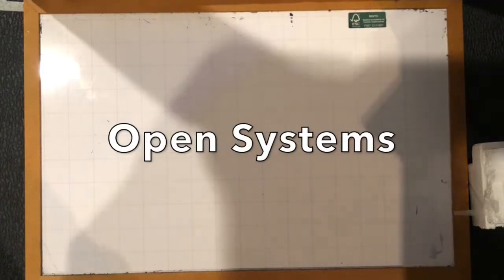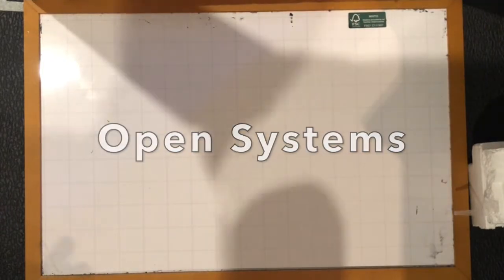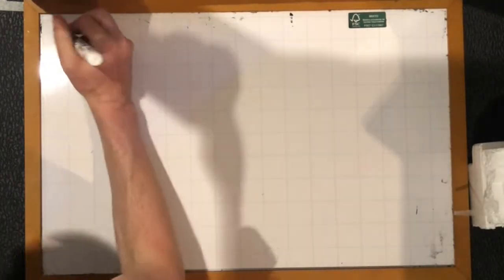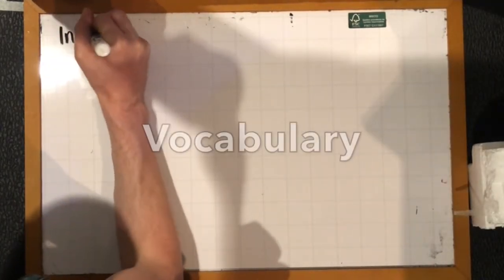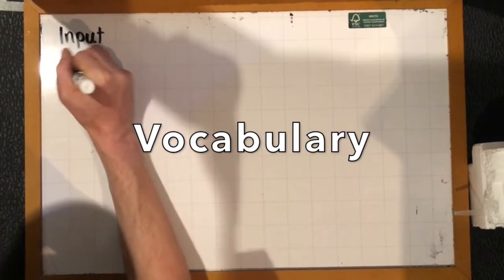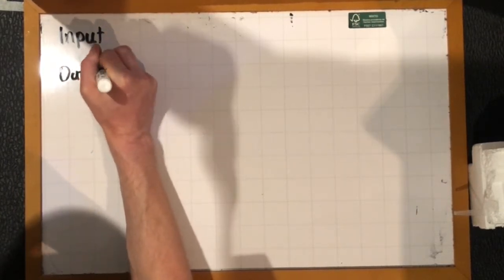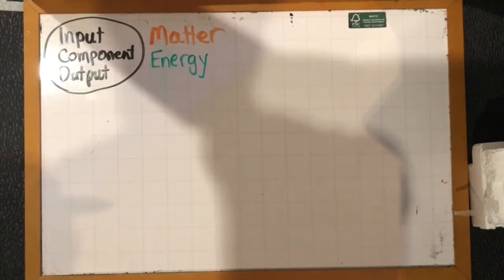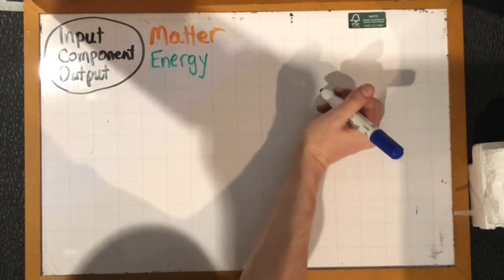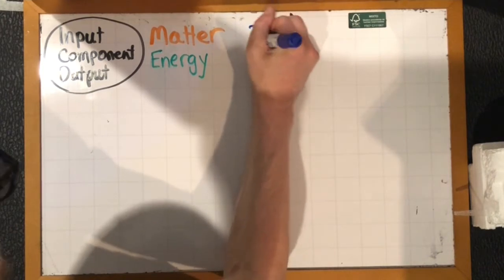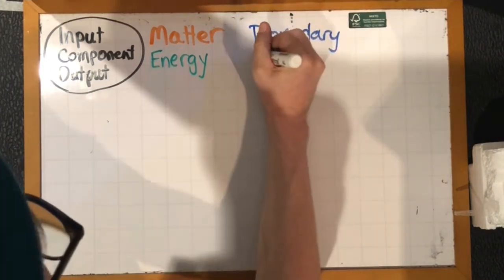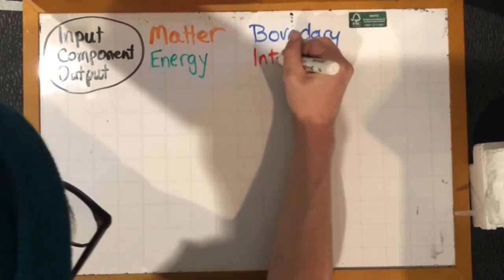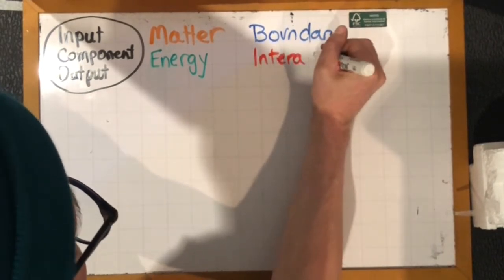With systems, there is some general vocabulary that you need to know and use. Some of these include input, output, and component. All of these can be classified as either energy or matter. In order to know what is an input or an output, we also need to define the boundary. And last but not least, draw interactions and relationships.